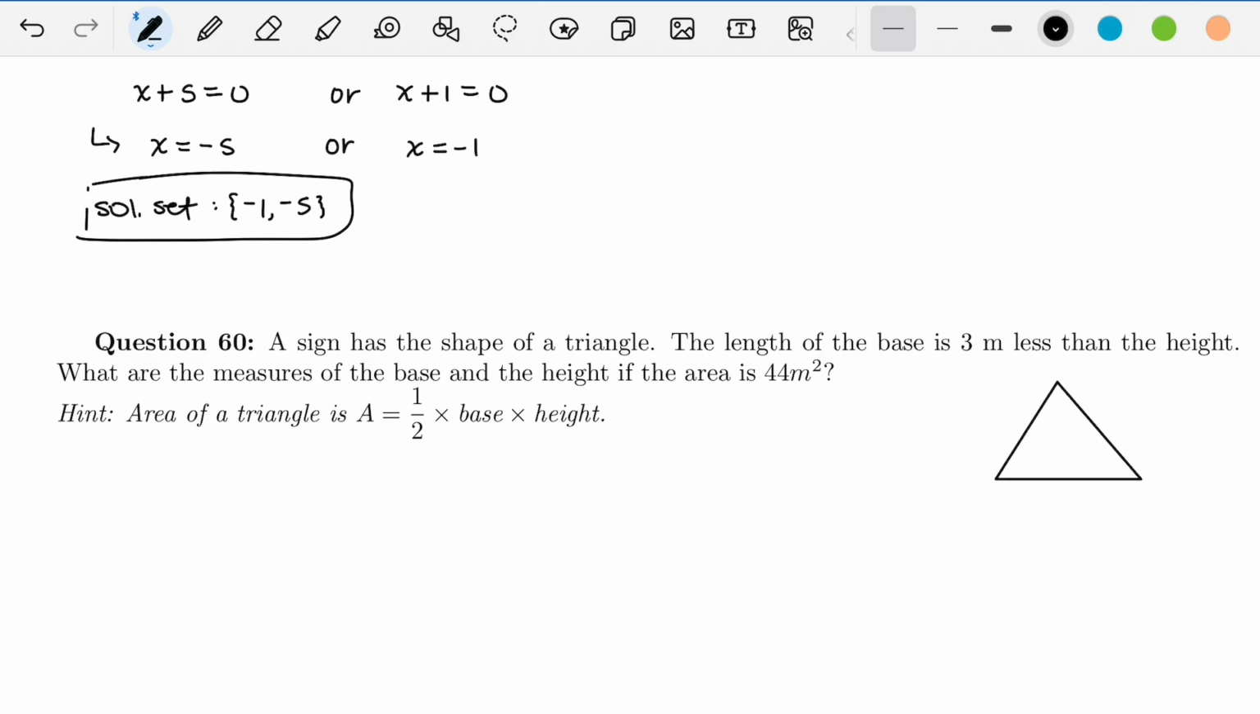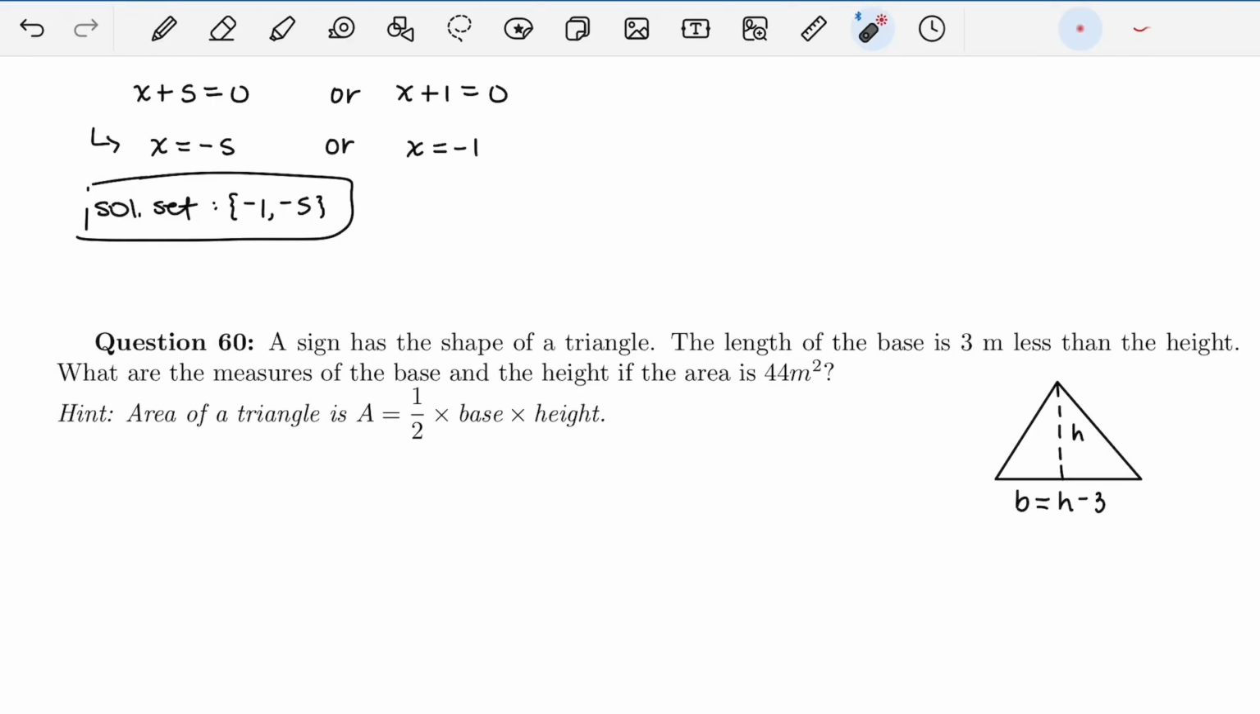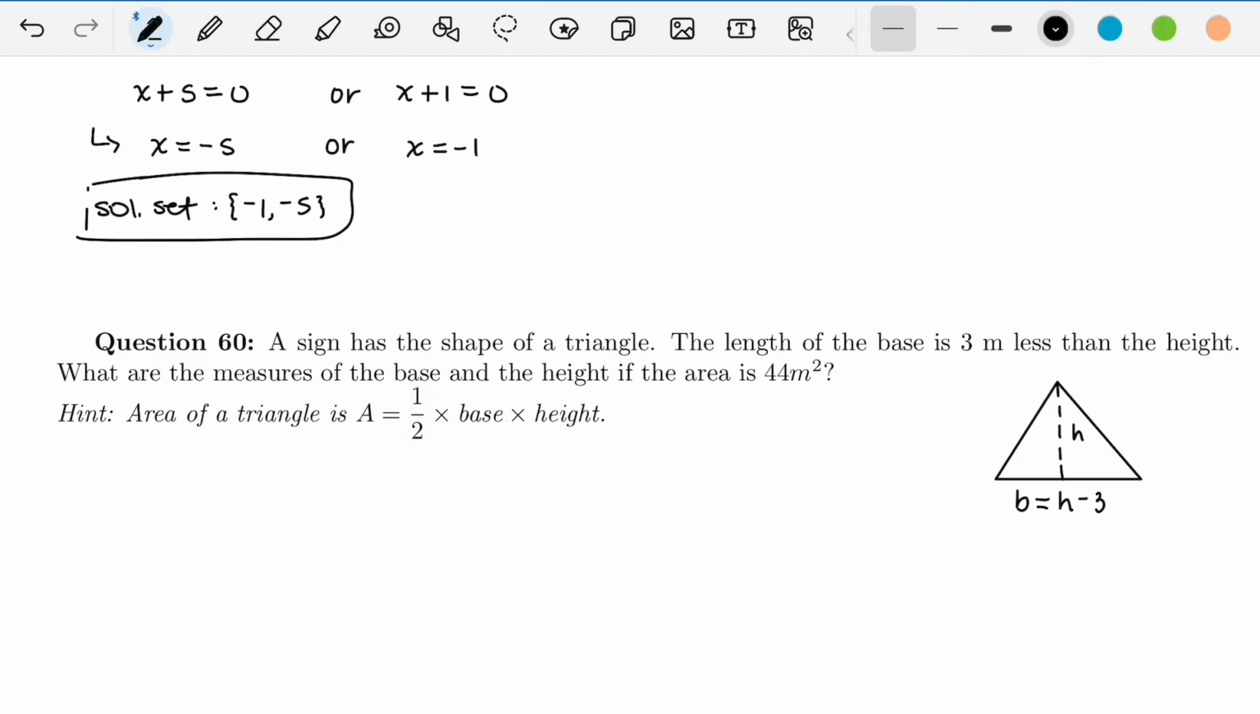So we have a triangle, and we'll call h the height of this triangle. And we're told that the base of this triangle is 3 meters less than the height. So we'll call our base b. The base is going to be the height of this triangle minus 3 meters. Now, we're given the area of this triangle. It's going to be 44 meters squared, and we know that the area of the triangle is half times base times height. So we have an equation here: 44 is equal to half times base times height of this triangular shaped sign.